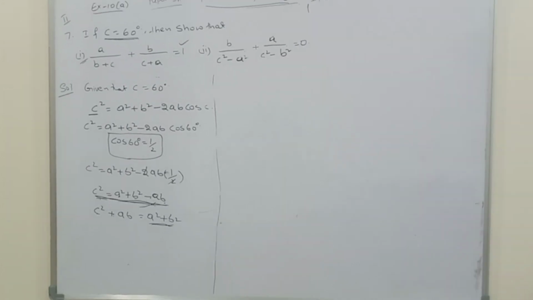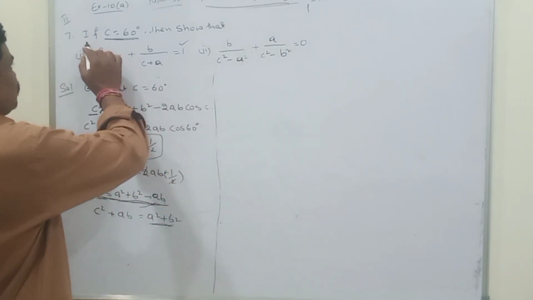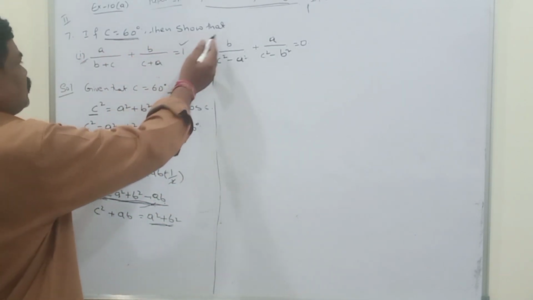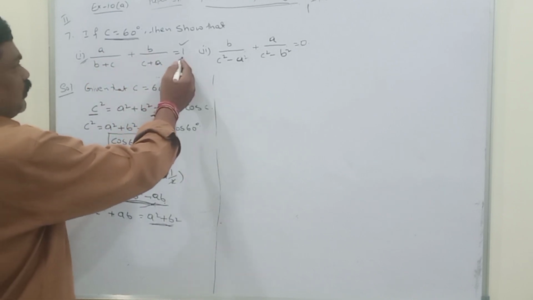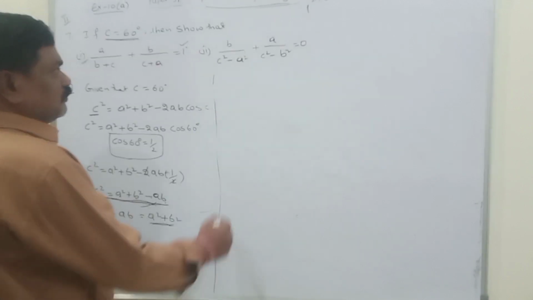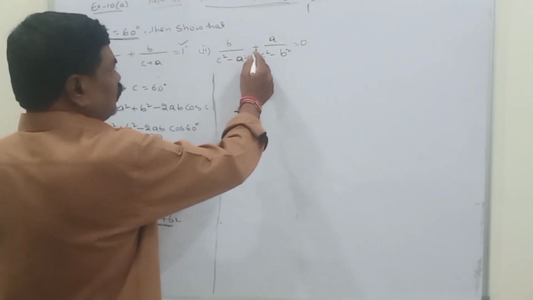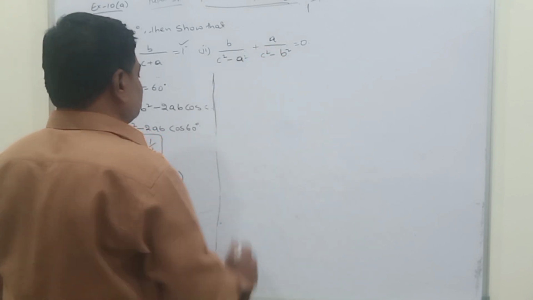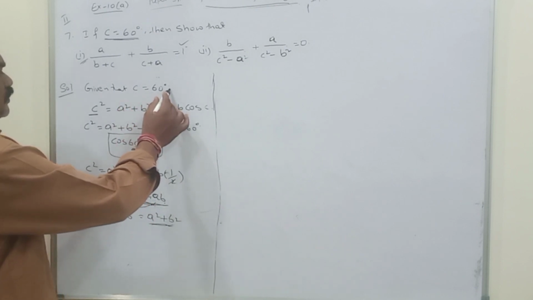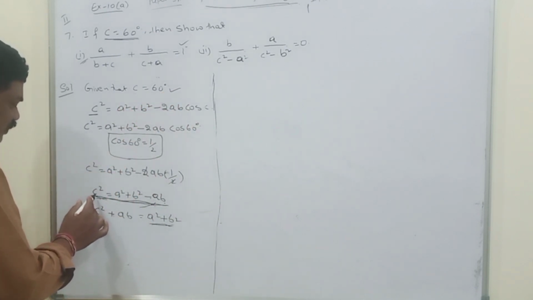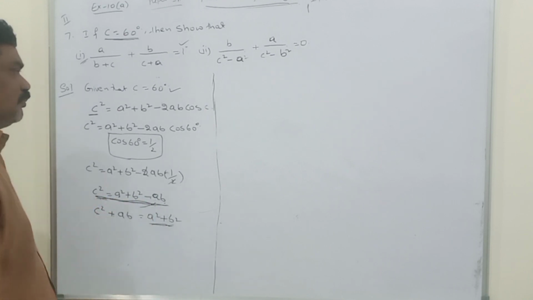Here we have given, if C is equal to 60 degrees, then show that A by B plus C plus B by C plus A is equal to 1, completed. Then what do we have remaining? B by C square minus A square plus A by C square minus B square is equal to 0. We have the condition C is equal to 60 degrees. Then we have the condition C square is equal to A square plus B square minus AB.